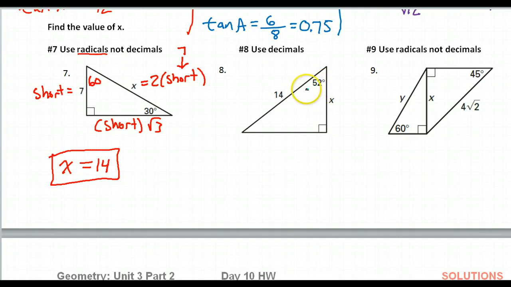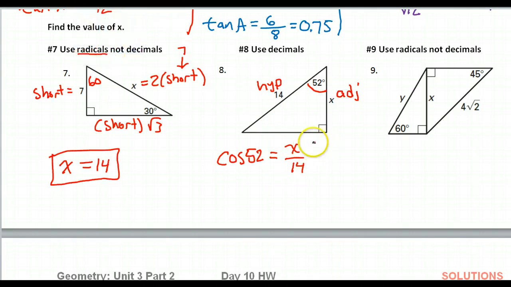Now, for number 8, this is not a special triangle. So I will have to use tangent, sine, or cosine. From the perspective of this angle, of course the 14 is the hypotenuse, but this x is adjacent. Adjacent over hypotenuse, that is the cosine function. So that's how I know to do cosine. So I will do cosine 52 equals adjacent over hypotenuse. So that's x over 14.